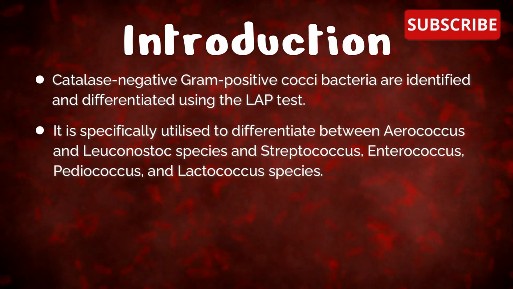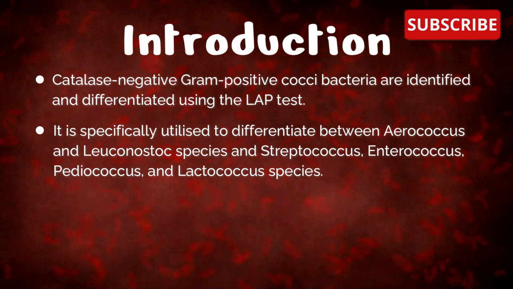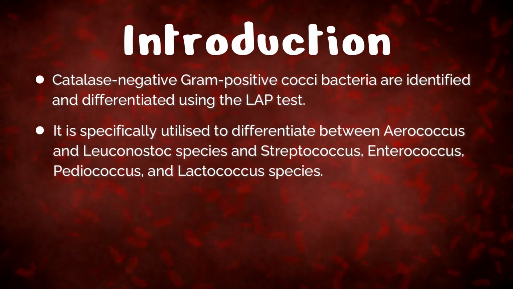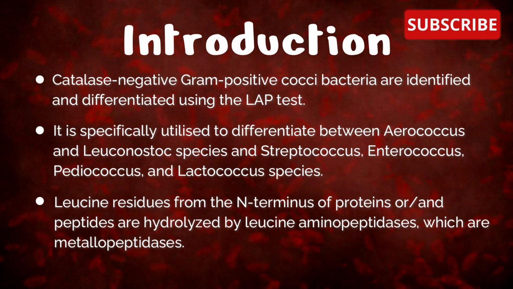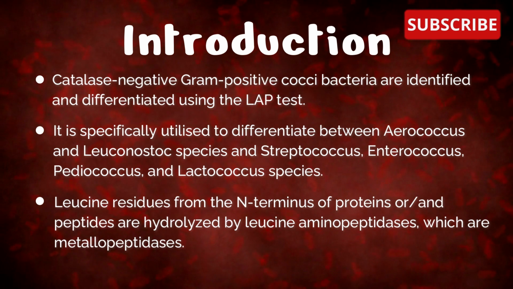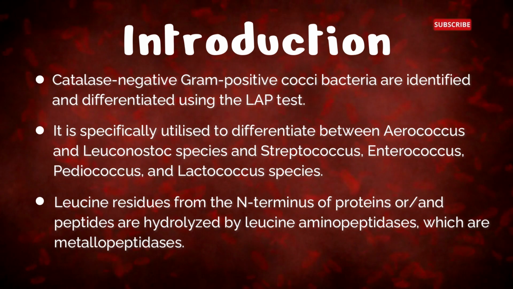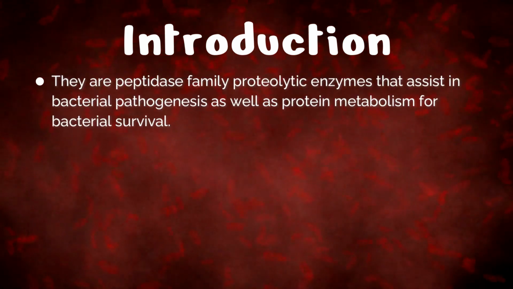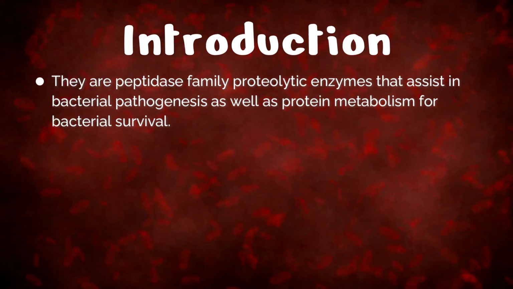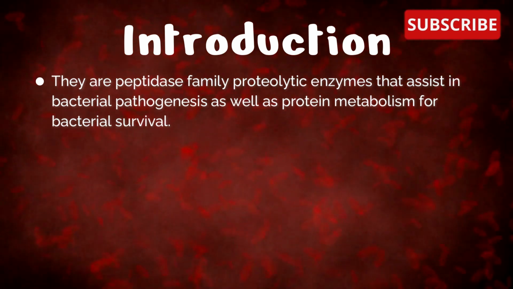It is significantly utilized to differentiate between Aerococcus and Leuconostoc species and Streptococcus, Enterococcus, Pediococcus, and Lactococcus species. Leucine residues from the N-terminus of proteins and peptides are hydrolyzed by leucine aminopeptidases, which are metallopeptidases. They are peptidase family proteolytic enzymes that assist in bacterial pathogenesis as well as protein metabolism for bacterial survival.